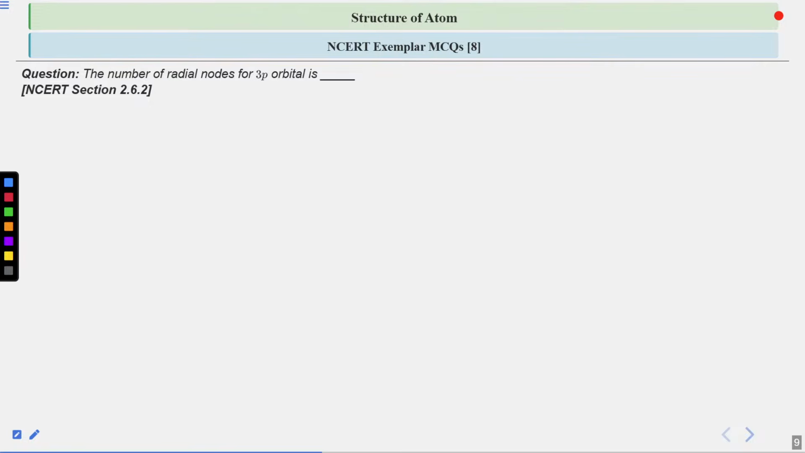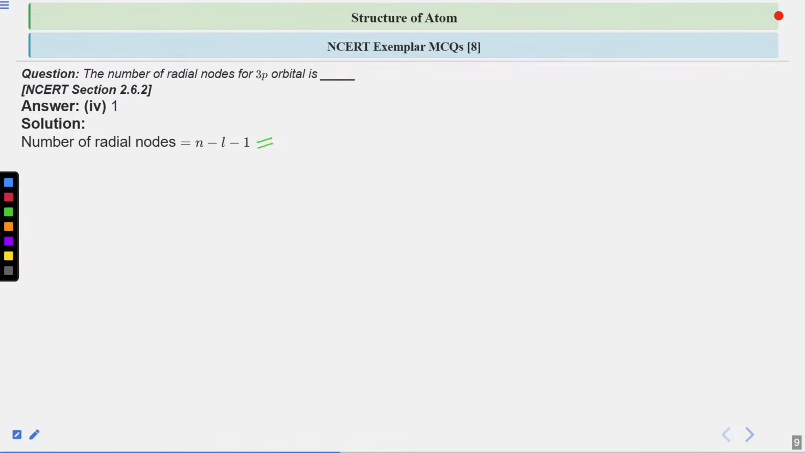What is the formula for calculating the radial node? You have to remember that because that is important. So the correct option is first of all 1. There will be one radial node. How will we solve it? To solve this, you must know first of all the formula as I told earlier, and second the values of n and l for this given orbital.